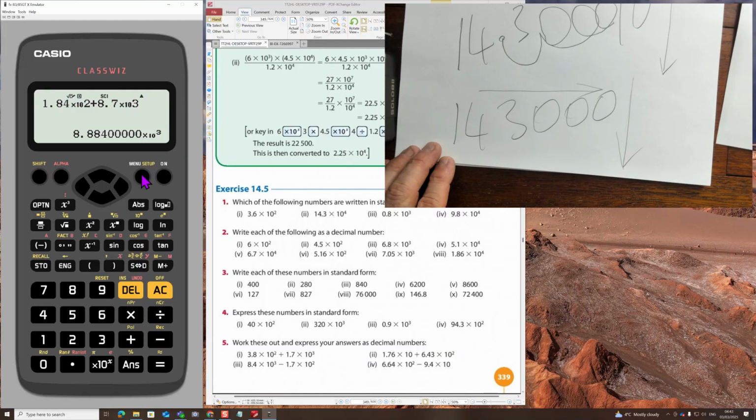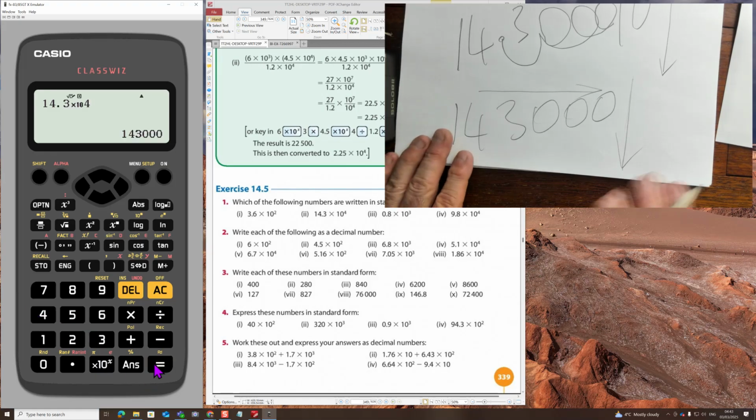But the other way would be to turn your calculator, shift setup, number and go back to normal mode 3, 1. Okay, and clear the decks and just fill in what they're showing you here. 14.3 by 10 to the power of 4, and just hit equals and it's done as well.